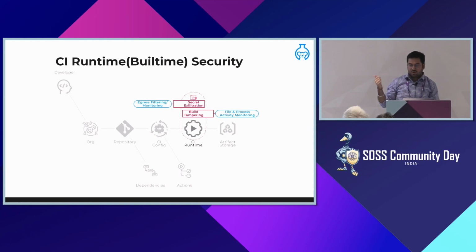SolarWinds was an attack where build tampering happened and attackers were able to change the code which went into production. And Codecov was one attack where secret exfiltration happened. CI already has a lot of these environment secrets, which include GitHub tokens or Docker Hub tokens or JFrog tokens. And those can become potential for other attacks.